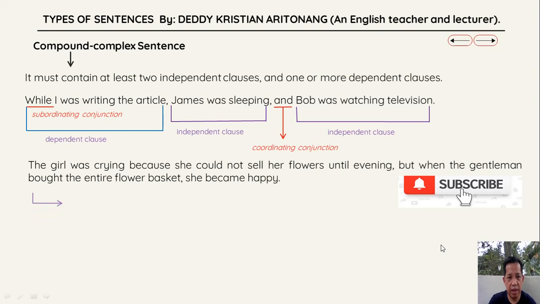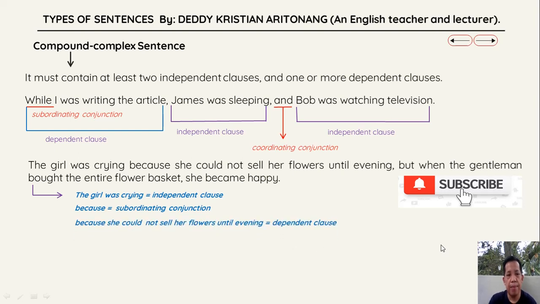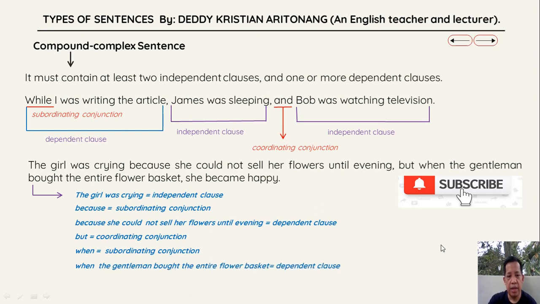Alright, let's take a look at each part of this sentence. "The girl was crying", the first element of the sentence, is the independent clause. And the word because is a subordinating conjunction. "Because she could not sell her flowers until evening" is the dependent clause. But belongs to coordinating conjunctions. And when is a subordinating conjunction. "When the gentleman bought the entire flower basket" is the dependent clause. And the last part, "she became happy", is an independent clause.